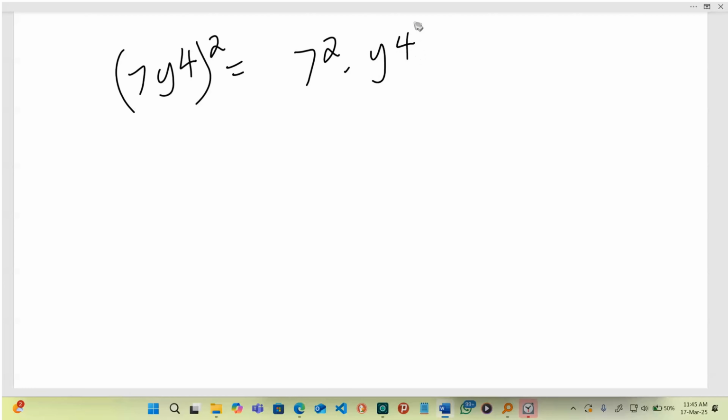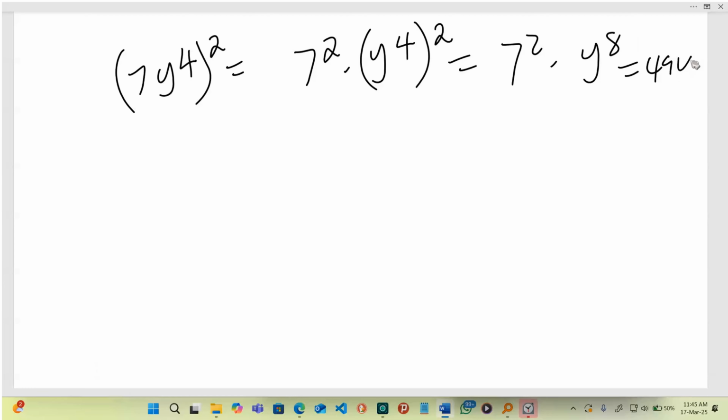What if I have 7y to power 4, then raised to a power of 2? This is the same as saying 7 squared times y to power 4 times 2. So this becomes 7 squared times y to power 8. This is 49y to power 8. So this is a very good introduction to indices.